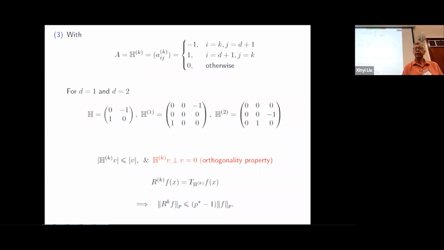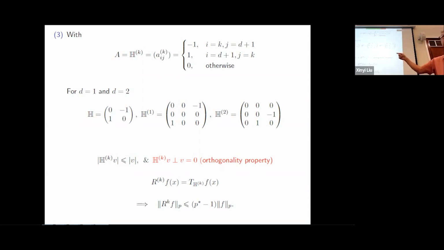Now, the other observation is that if you take these matrices, which essentially take the last coordinate, put it in the k coordinate, and put a minus in the k coordinate. For d equals 1, you just have one matrix. For d equals 2, you have 2. These matrices satisfy the fact that the norm is no more than 1. In fact, most of the time it is strictly less than 1, except when d equals 1.